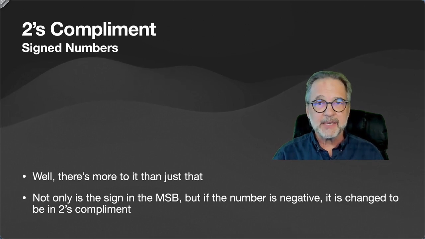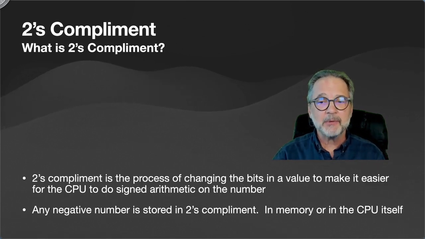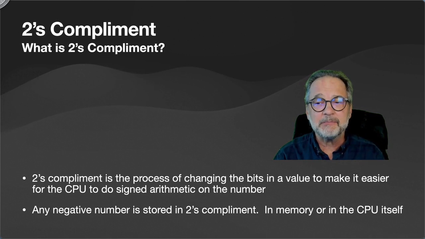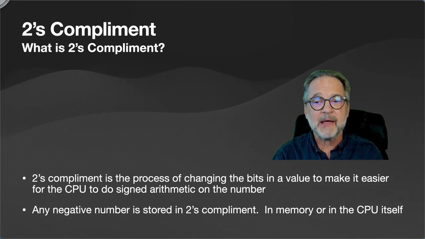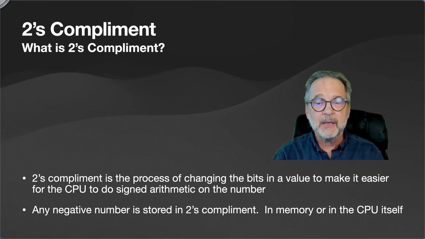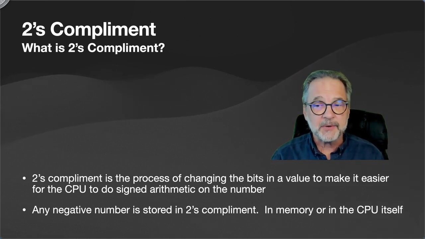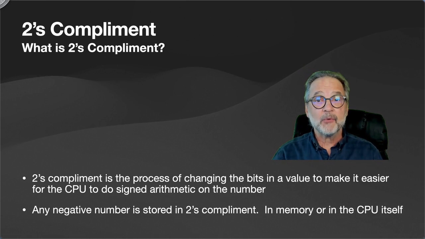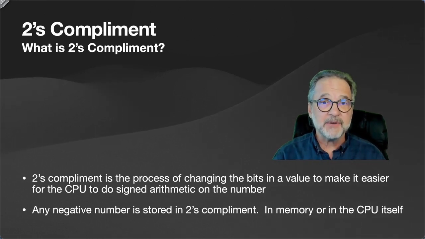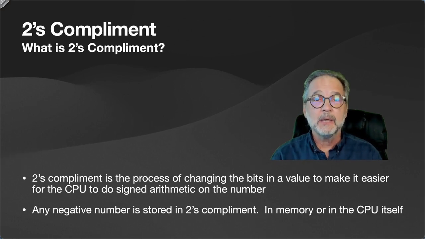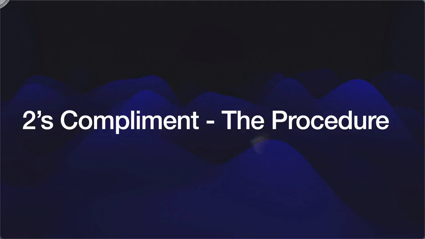I've said that many times. So what is 2's complement? 2's complement is the process of changing the bits in a value to make it easier for the CPU to do signed arithmetic on the number. Any negative number is stored in 2's complement in memory or in the CPU registers itself. If it's a positive number, there's no need for 2's complement. But when it comes to negative numbers, there is.